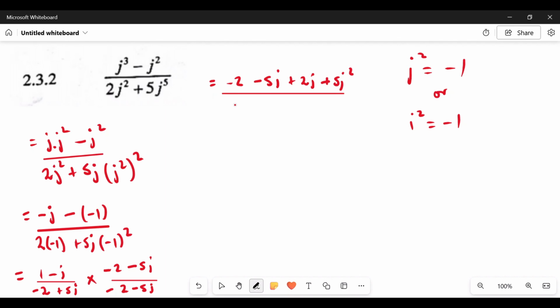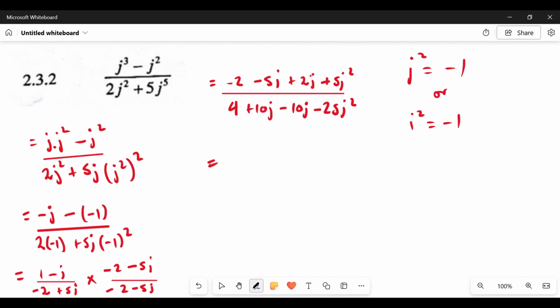All this is divided by the following. -2 multiplied by -2, this is going to give us +4. -2 multiplied by -5j, this is going to give us 10j. Right, 5j multiplied by -2, this is going to give us -10j. And then we have +5j multiplied by -5j is going to give us -25j squared. We're going to simplify here. Wherever there is j squared, we're going to substitute with -1.